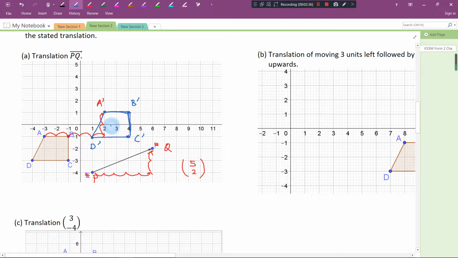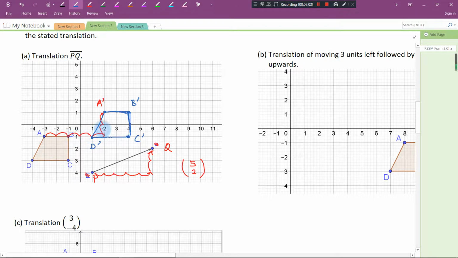This way might be faster, but if the point A prime is not correct, you will get everything wrong, because after you get A prime, you start calculating from A prime. So if the A prime is not correct, all of them will be wrong. If you want another method which is safer, you can do it this way.